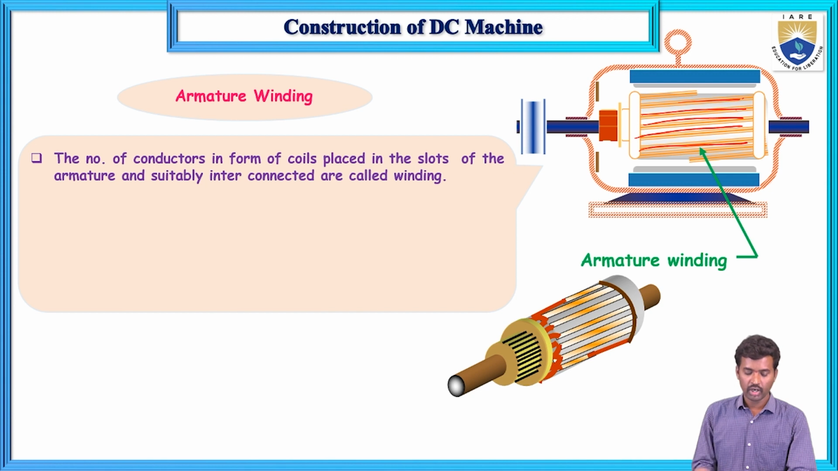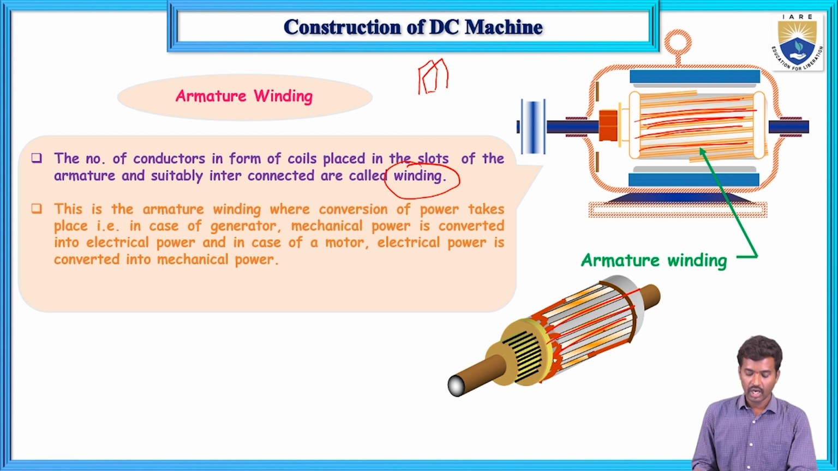Now here a number of conductors forms a coil. This is one conductor, and if they are connected like this, this is the coil. A number of conductors in the form of coils are placed in the slots in the armature winding. The interconnection of conductors is also called a winding, and that winding is known as the armature winding. These are the armature windings.